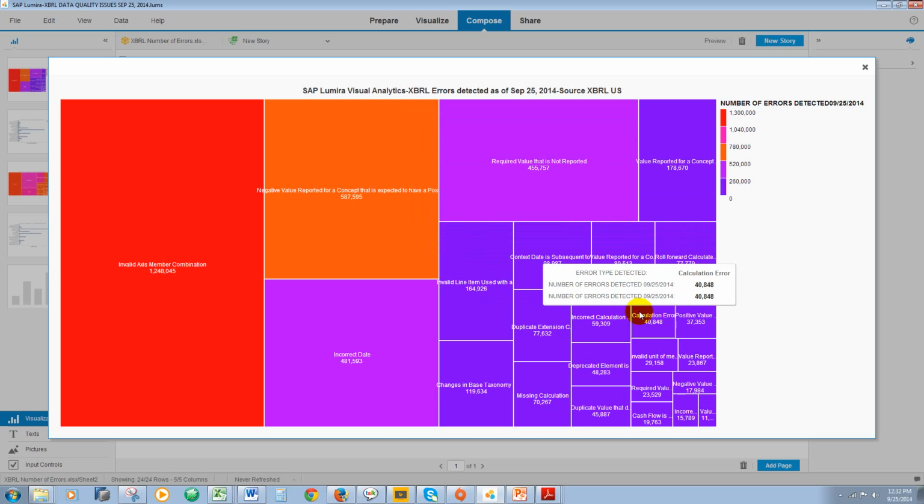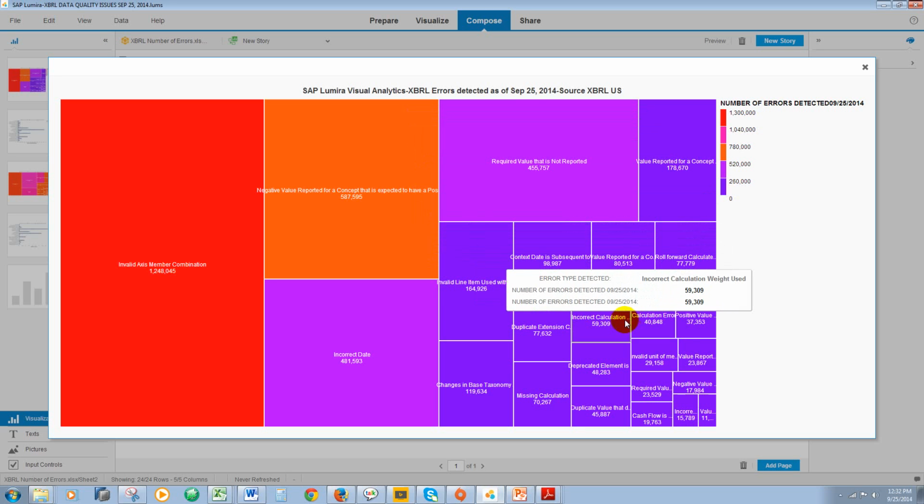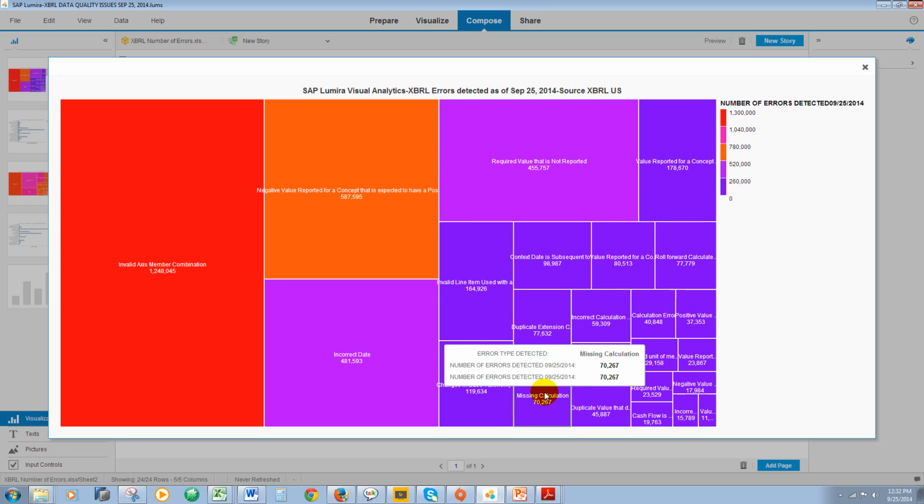Then we have calculation errors, which is 40,848. And then we have missing calculation link basis, which is a very serious error, which stands at 70,267. So these are some of the major errors.